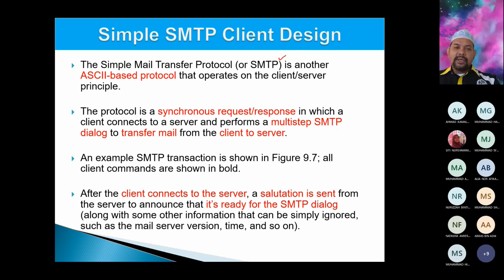Okay, port 25. The protocol is a synchronous request response in which a client connects to a server and performs a multi-step SMTP dialog to transfer mail from the client to server. So an example SMTP transaction is shown in figure 9.7. All client commands are shown in bold. After the client connects to the server, a salutation is sent from the server to announce that it is ready for the SMTP dialog, along with some other information that can be simply ignored, such as the mail server version, time, and so on.